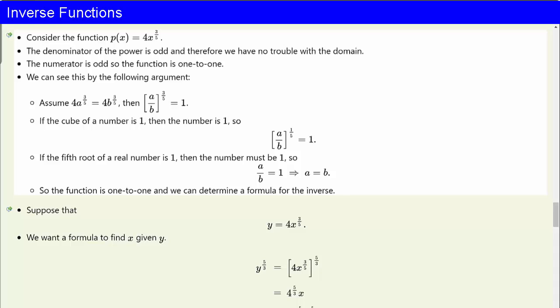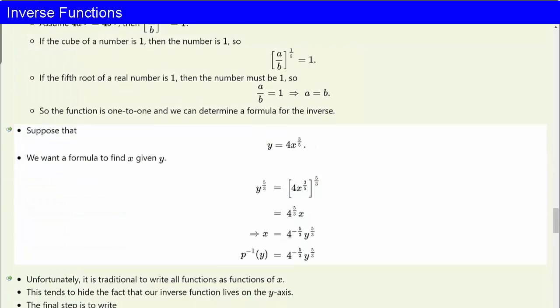Now, if the cube of a number is 1, then the number is 1. So (a over b) to the 1/5 power must be 1. But if the fifth root of a real number is 1, then the number must be 1. So finally, a over b is 1, and so a equals b. This shows the function is one-to-one.